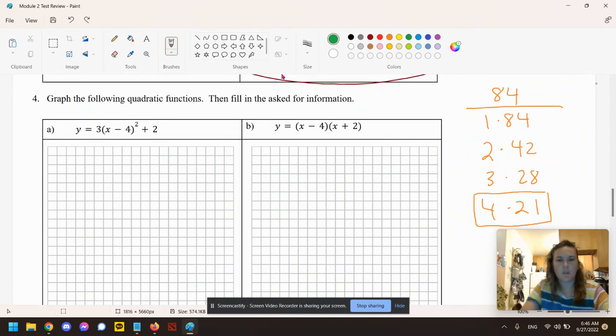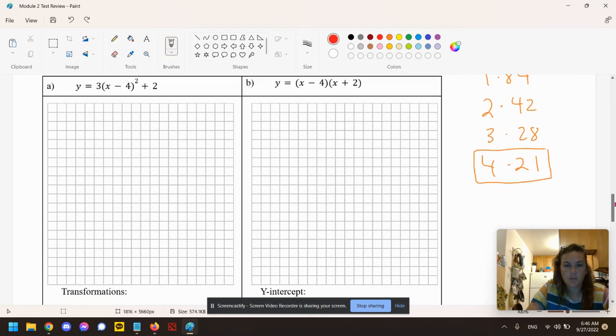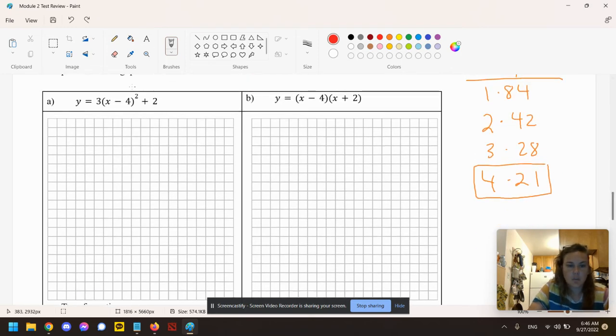All right, graph the following quadratic equations. You'll see they're in 2 different forms. The first thing I'm going to do is make sure they're in vertex form. So if it's in vertex form, I'm good. I get to write my vertex.